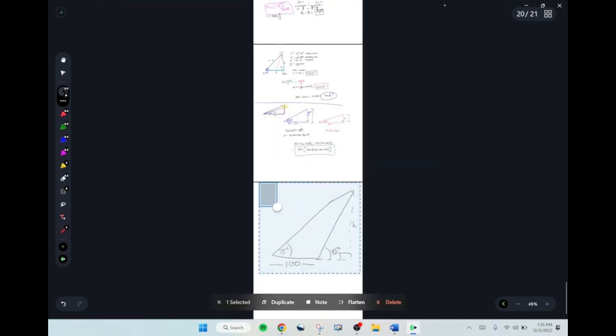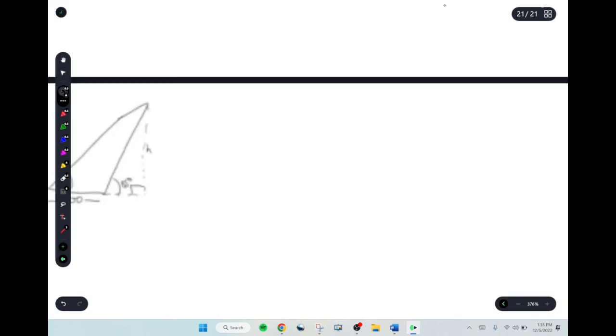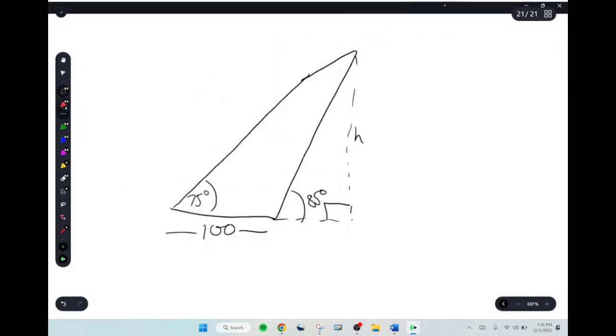Okay, so we've got this air balloon, and it's floating way up there, and it's tied to a line. That red line is like the line. And here's the balloon. Bad at drawing balloons. Okay. So the question is, how high is the balloon off the ground?